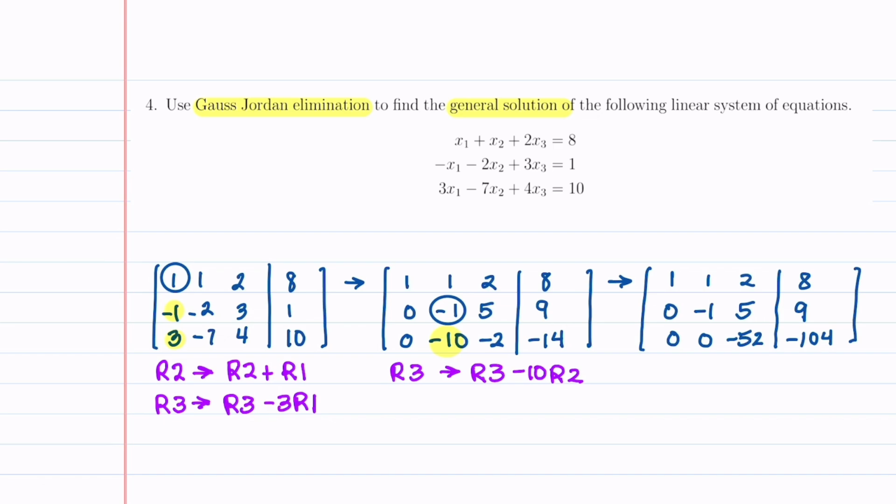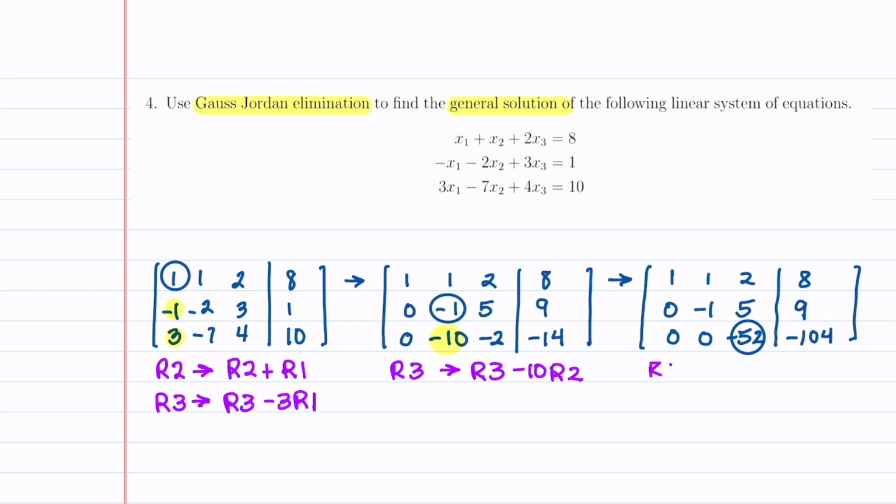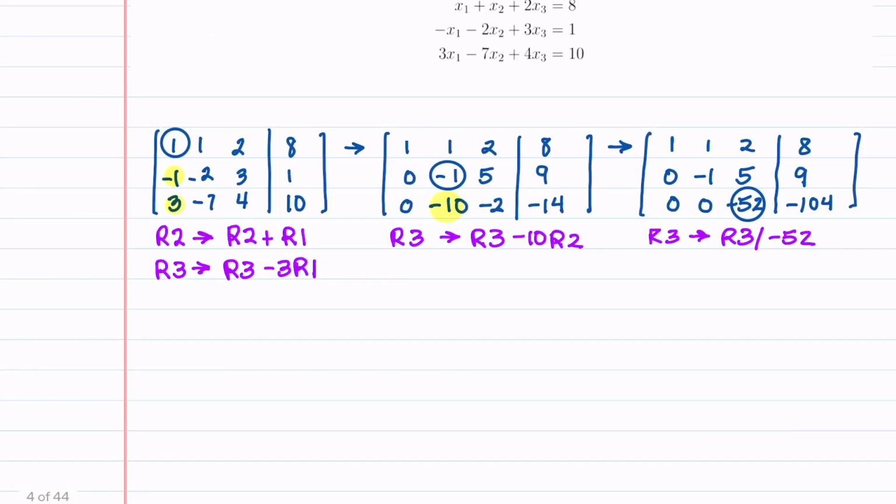Now we're going to continue to work down and to the right. So we're going to circle our pivot. At this stage, we're going to start the backward algorithm where we need to make sure that every pivot is equal to 1. So what we're going to do is we're going to take row 3 and replace it with row 3 divided by -52. Here's what we get.